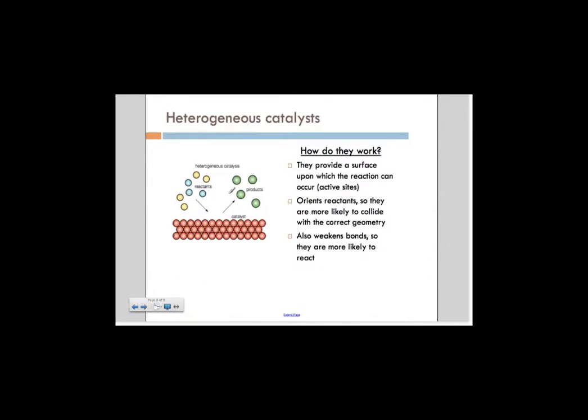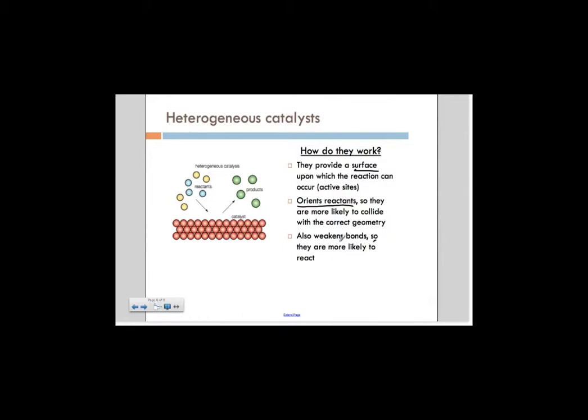Okay, so now let's talk about the heterogeneous catalysts and how they work. So what the catalyst does in this case is it provides a surface upon which the reaction can occur. And there's really two benefits of this. First of all, the fact that these reactants will in some way attach themselves to the surface allows the surface to help orient the reactants, and so they're more likely to collide with some kind of correct geometry. And if you remember from collision theory, that's one way in which we can speed up a reaction.